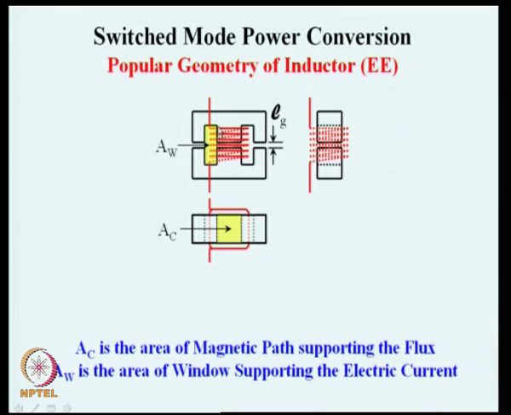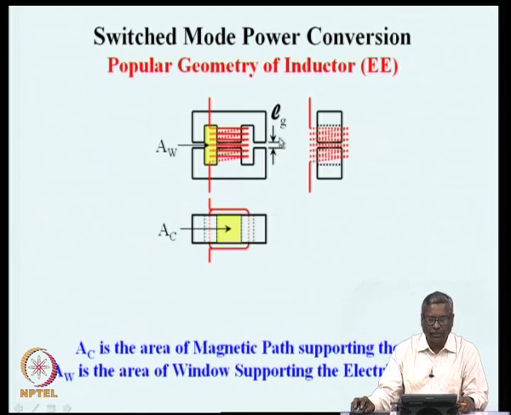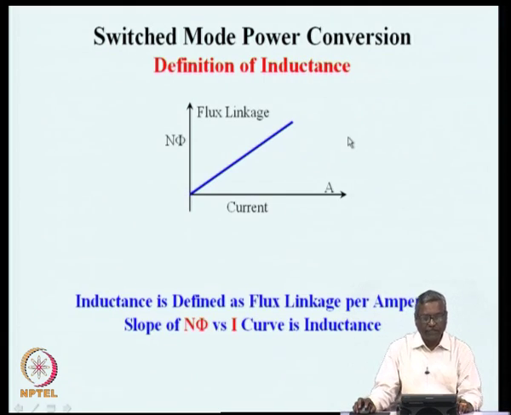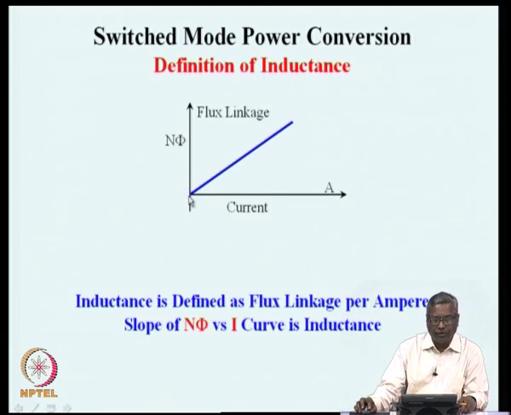Now, there is another area where the conductor is housed, and this area, shown here as AW, is the area of the window, and it supports the entire electric current. So, in any core you will find two quantities defined, window area AW and the core area AC, and in the design eventually, to get the required inductance, we will find out what is the required value of LG. Okay.